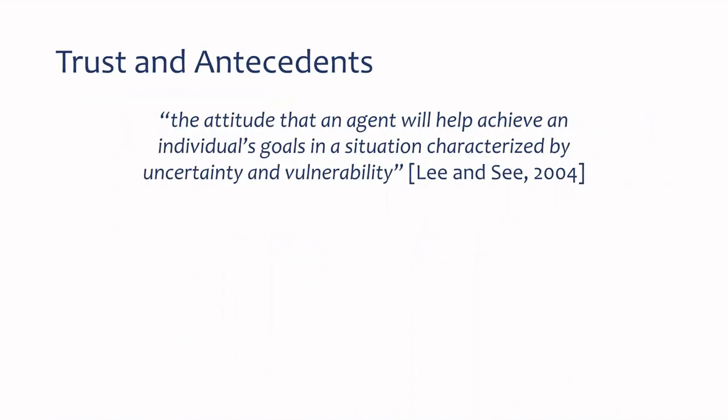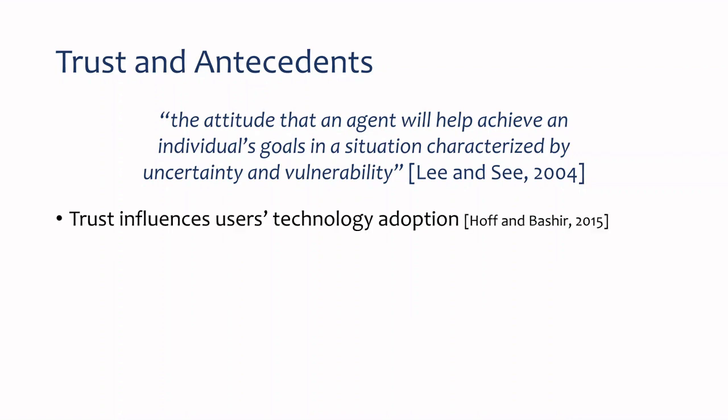Trust in automation is defined as the attitude that an agent will help achieve an individual's goals in a situation characterized by uncertainty and vulnerability. Trust is considered one of the most important factors that decide how users will use an automated system.